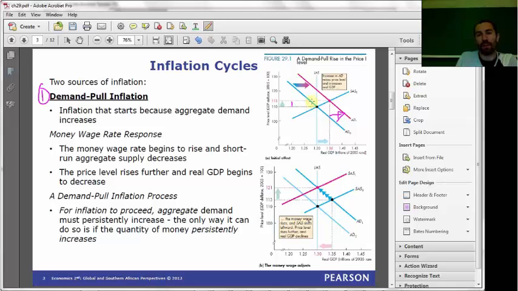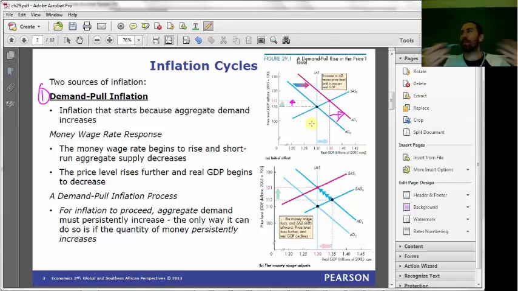So what happens once we have an increase in aggregate demand? We have an increase in prices. What does that increase in prices do? Well, it triggers a money-wage response. With an increase in prices, what happens to real wages if money wages remain constant? If money wages are constant, but prices go up, what happens to real wages? Real wages go down.